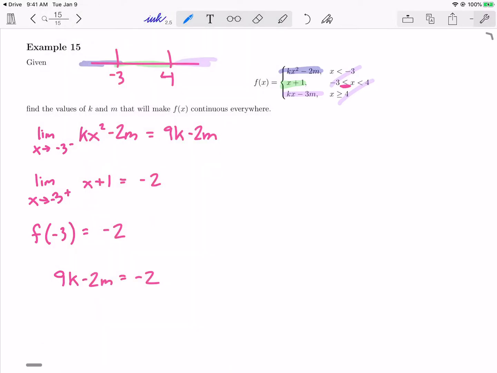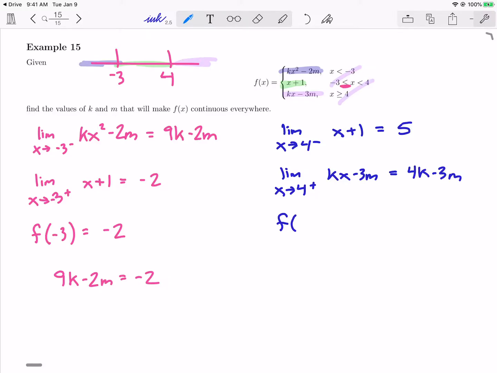I'm going to change colors. I'm going to go to x equals 4. So I'm going to compute the limit from the left as x goes to 4 from the left of f of x. From the left I'm using the green space, so that's the x plus 1. So that's going to be equal to 5. And then I'm computing the limit as x goes to 4 from the right, which is that kx minus 3m. And that will be equal to 4k minus 3m.